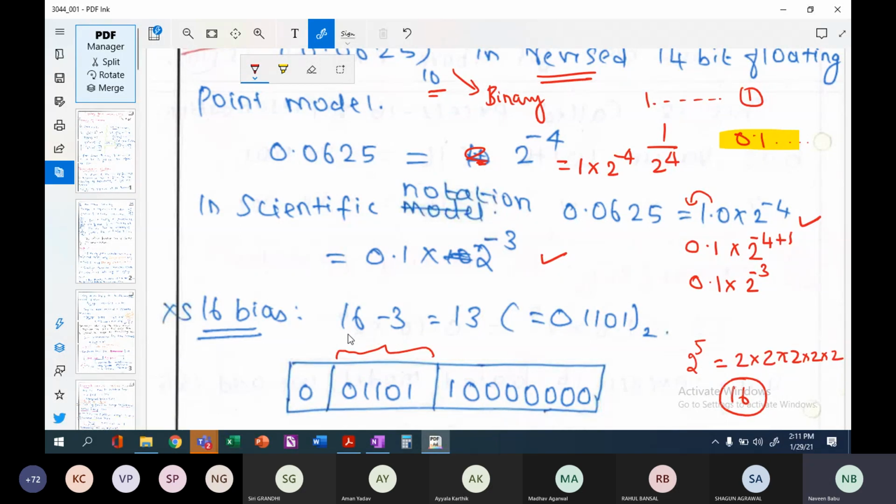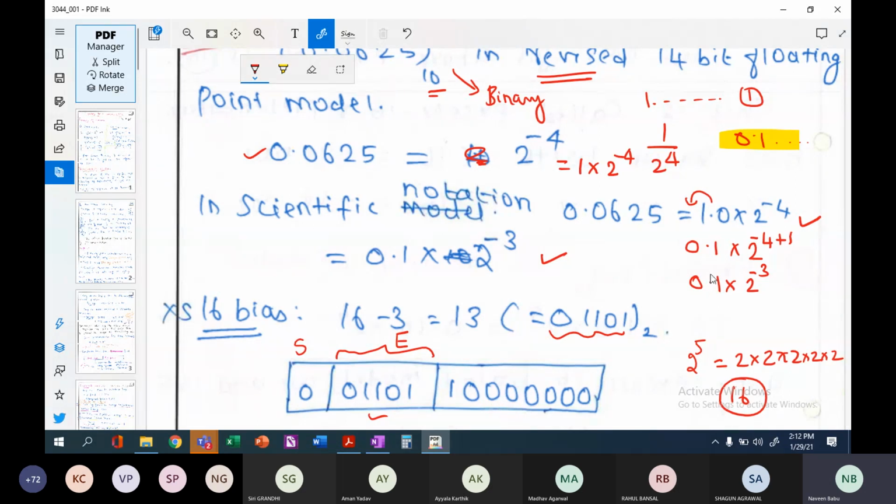So we need to add 16 to this number. So 16 minus 3 is 13. Equivalent binary value is 0, 1, 1, 0, 1. So your exponent field has this entry 0, 1, 1, 0, 1. Okay, and this is a positive number, it is plus 0.0625. So hence your sign bit here has got 0. If it is a negative number, it will be 1. Now coming to the Mantissa part.